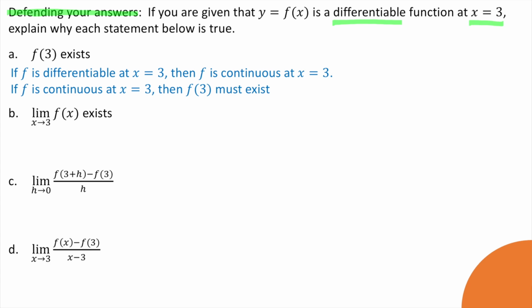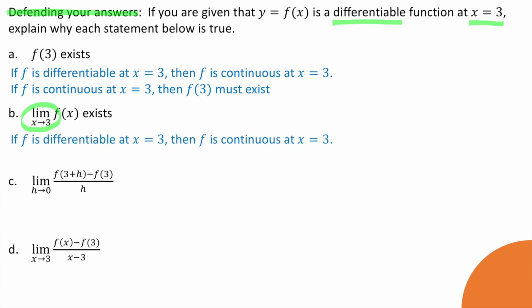All right. What about B, the limit as x approaches 3 of f of x exists? Well, kind of the same reasoning as A. If it's differentiable, it's continuous. If it's continuous, then the limit as x approaches 3 must exist. That's the definition of continuity.